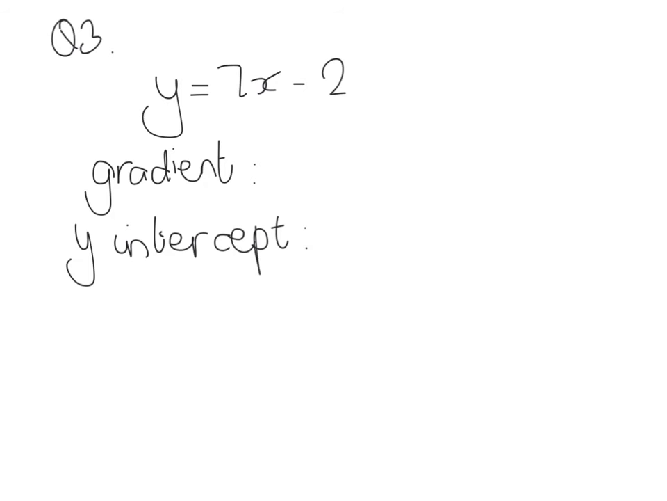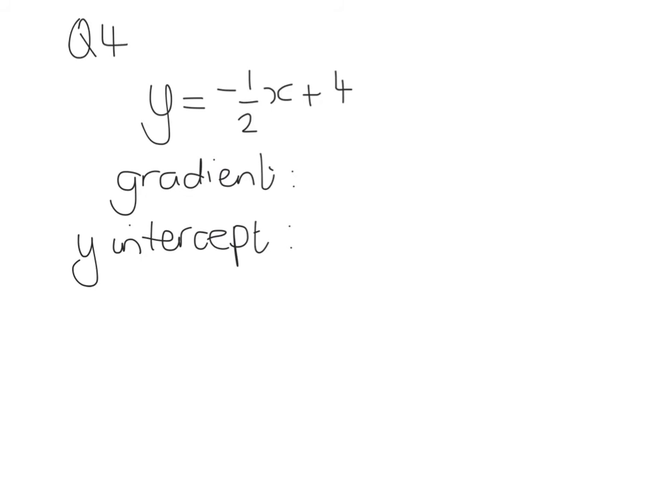Here's question number 3. Y equals 7x minus 2. You know what to do by now, so off you go. Here's question number 4. Y equals minus a half x plus 4. Just because it looks different doesn't mean it is. Pause the video while you decide what the gradient and y-intercept is.